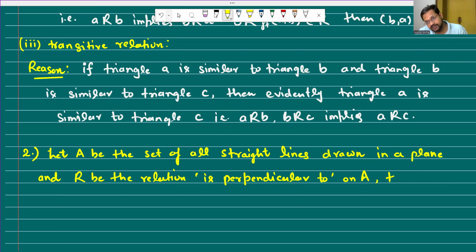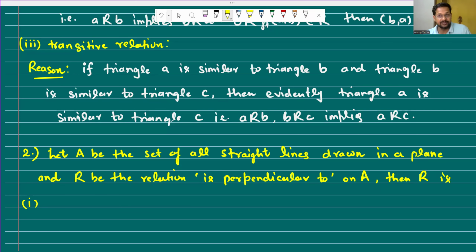ओके, then R is, so first it is not reflexive, क्योंकि एक लाइन खुद के परपेंडिकुलर तो नहीं होती ना. ठीक है, तो it means a line is not related to itself. वो खुद से रिलेट नहीं करेगी. इसका मतलब this relation is not reflexive.